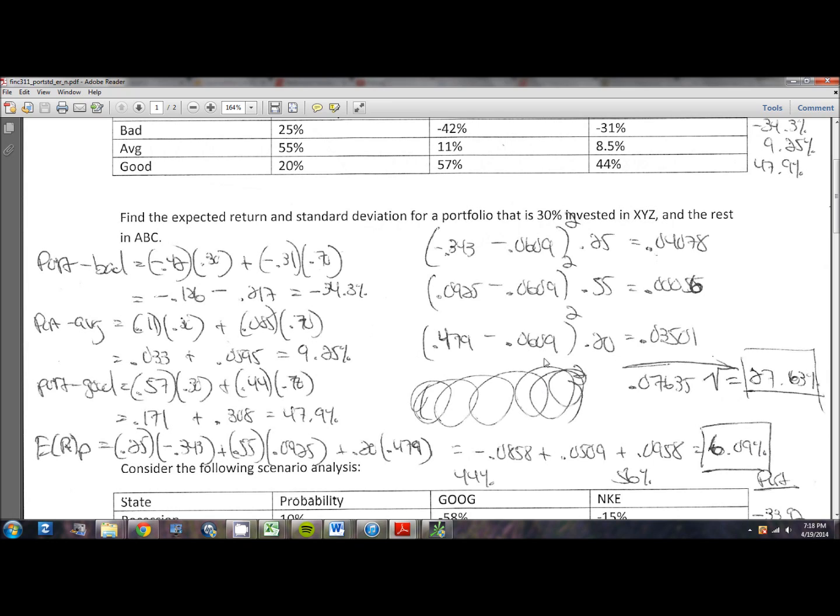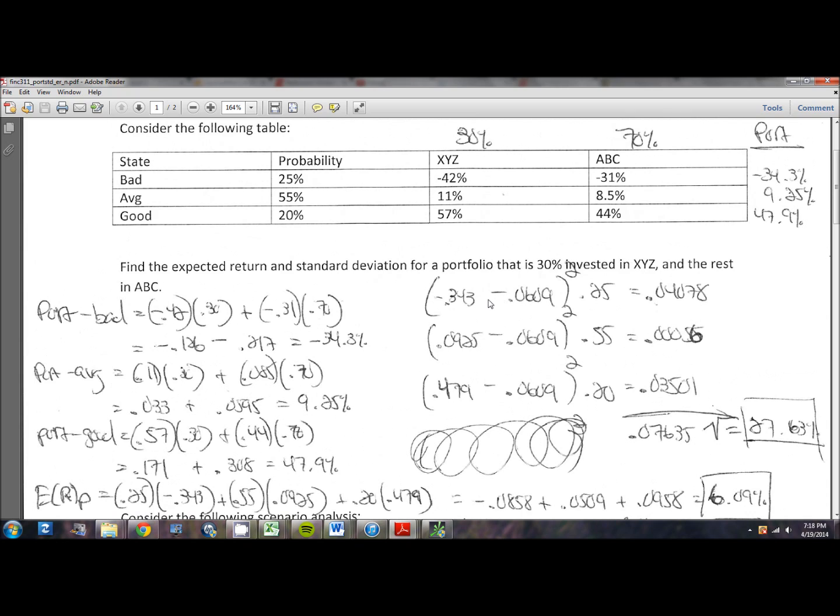Once you have that number, you can then proceed to find the standard deviation for the portfolio, and that is found right here. I didn't write out the steps because you all have the steps in your notes. But I have essentially just followed the 5-step process I outlined in class to solve for the standard deviation of the portfolio. Remember, the first step is to find the deviation from the mean for each state. That is what you see in parentheses here.